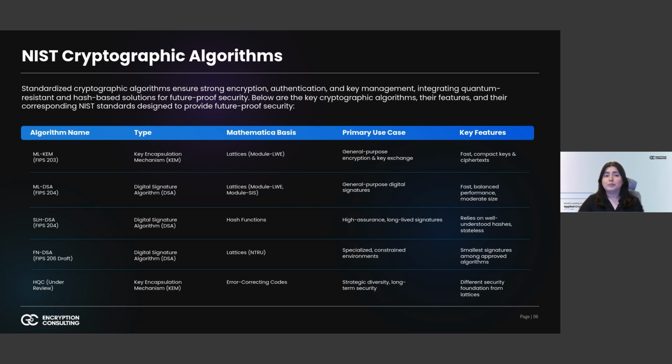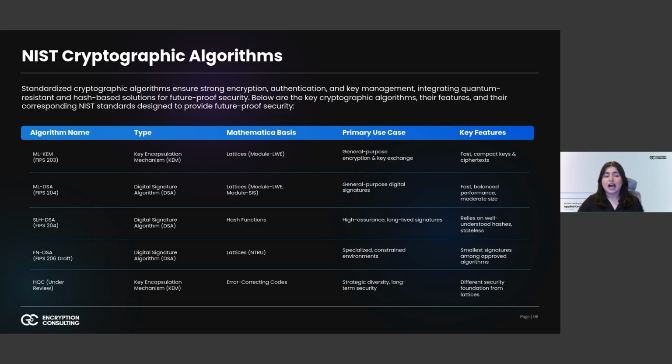Now, for a couple of important ones in the portfolio, we have FN-DSA, which is in draft as FIPS 206. It's another lattice-based signature algorithm, but it's specifically designed for specialized constrained environments. Its key feature is that it produces the smallest signatures among all of the approved algorithms, making it perfect for things like IoT devices and other hardware with limited memory and processing power.